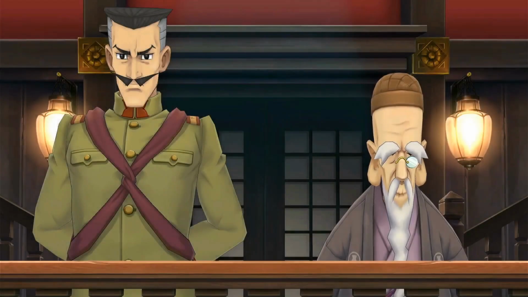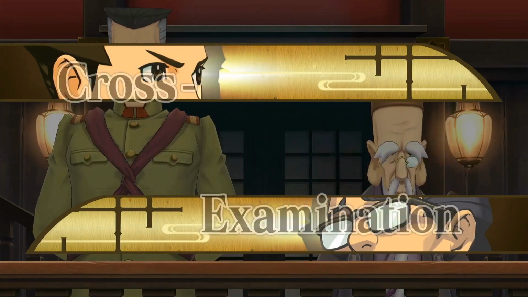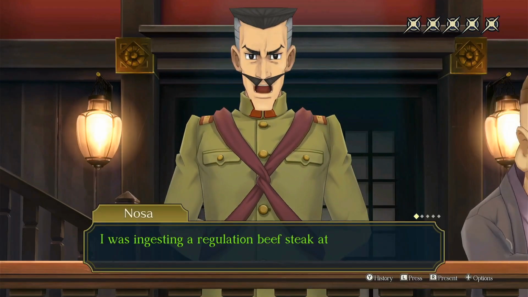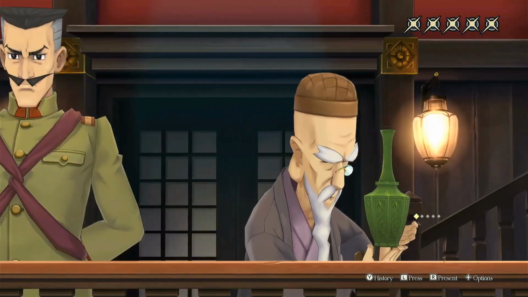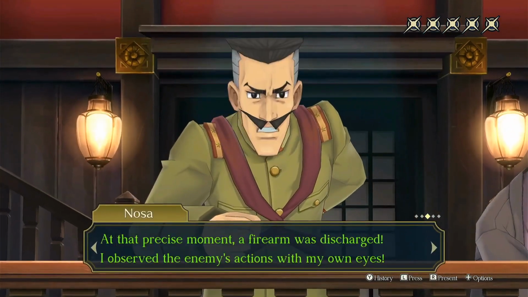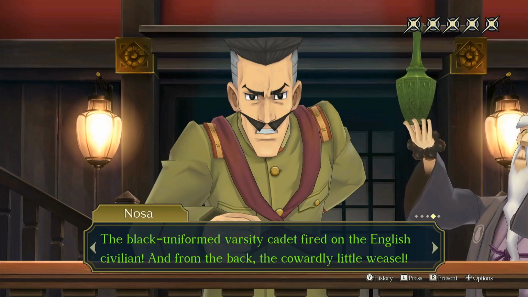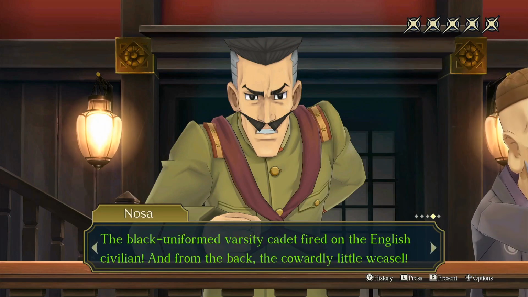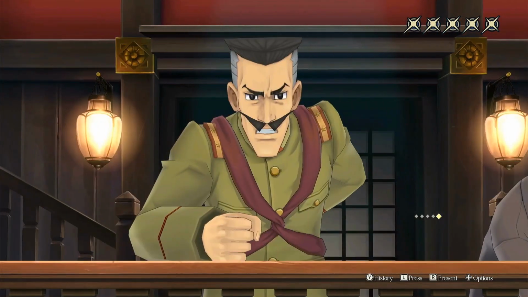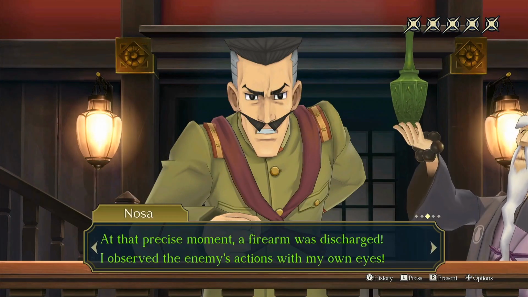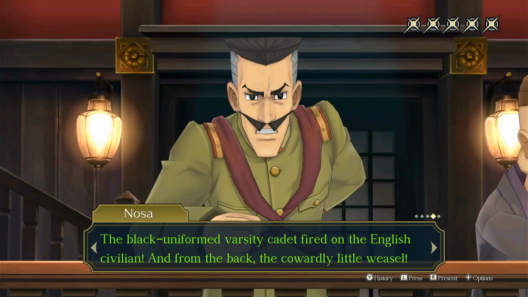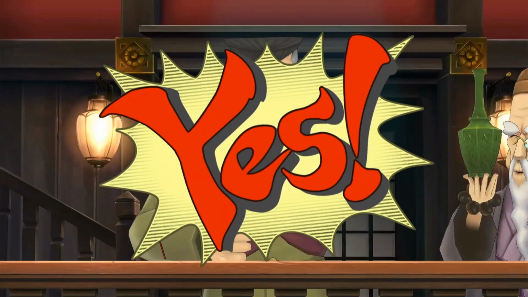Let's do this. Alright, so here's how cross-examinations work. Essentially, how we do things here is we look through each person's statement. And it is from there, when we see one that we want a little bit more information on, we can just click the press button.